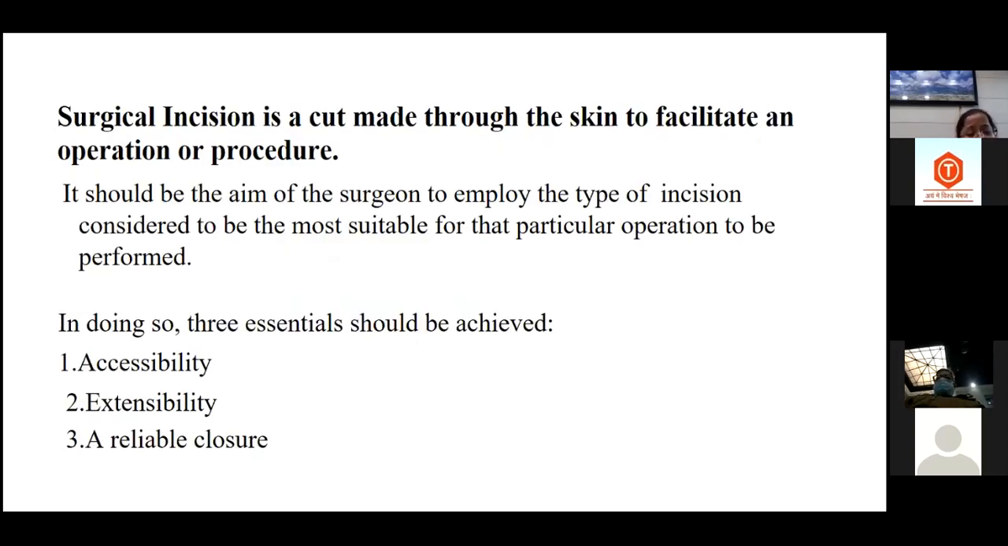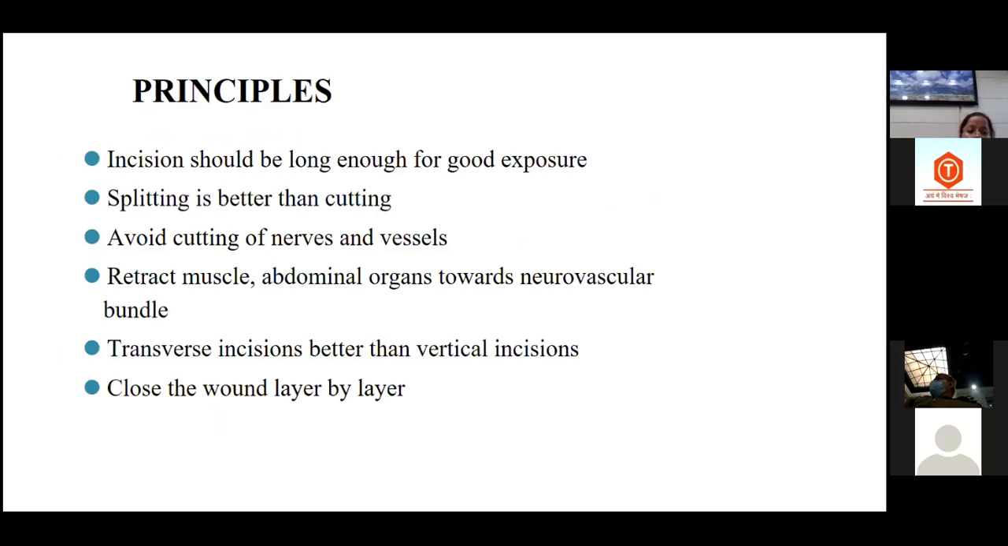So, what is a surgical incision? Surgical incision is a cut that is made through the skin to facilitate the operation or a procedure. It should be the aim of the surgeon to employ the type of incision considered to be most suitable for that particular operation to be performed. In doing so, three essentials should be achieved: accessibility, extensibility, and a reliable closure.